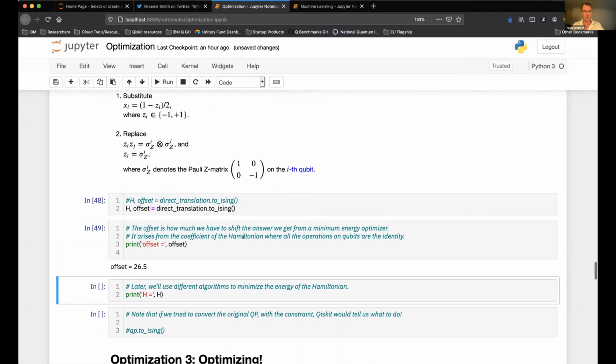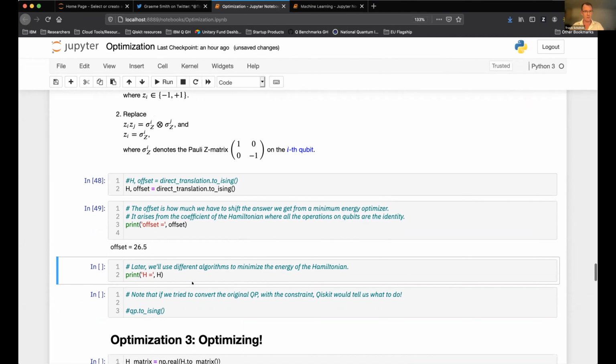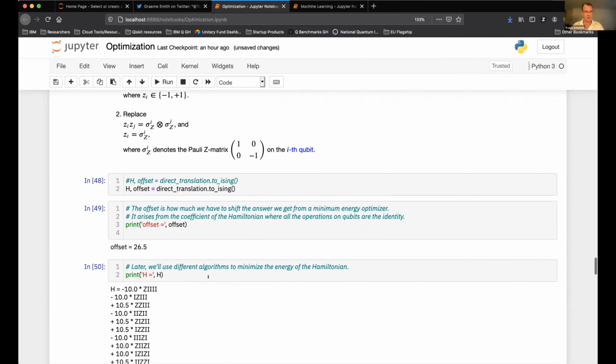Okay. So all this is really doing is just setting an energy scale and shifting things up and down. But the reason why it would be significant is that we have an objective function that talks about max cut, and now we've got an Ising Hamiltonian that talks about energies of quantum states. And so we have to make sure that we keep the accounting correct as we go back and forth between those two things. We can go ahead and check out what our Hamiltonian is.